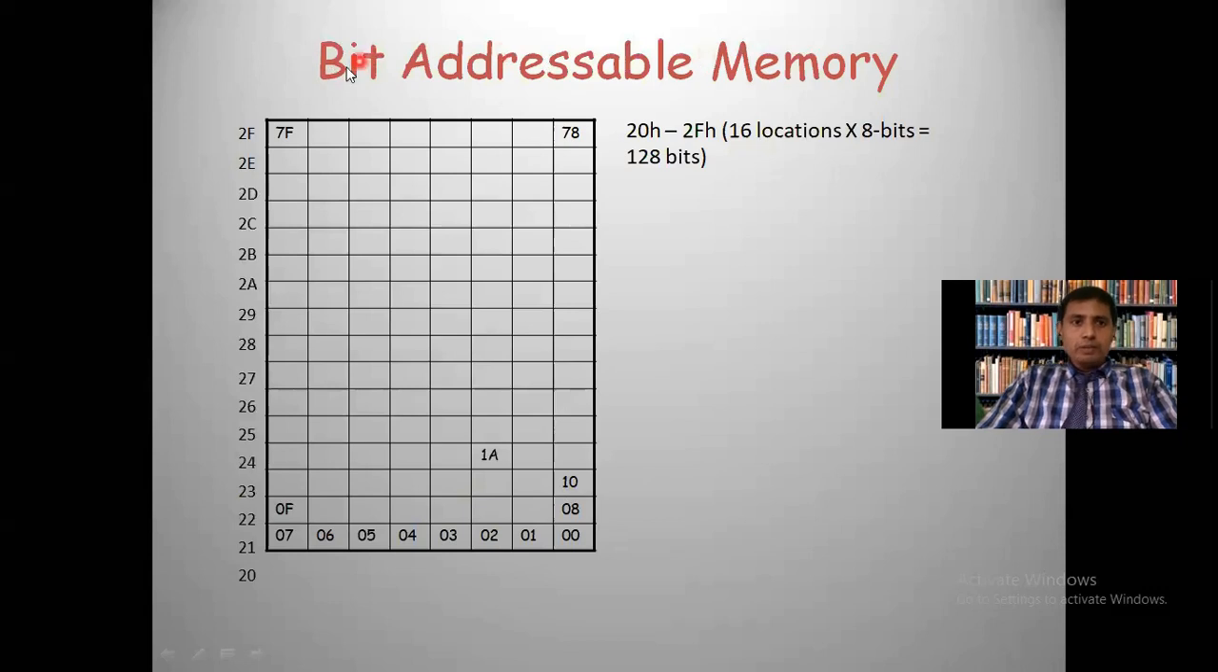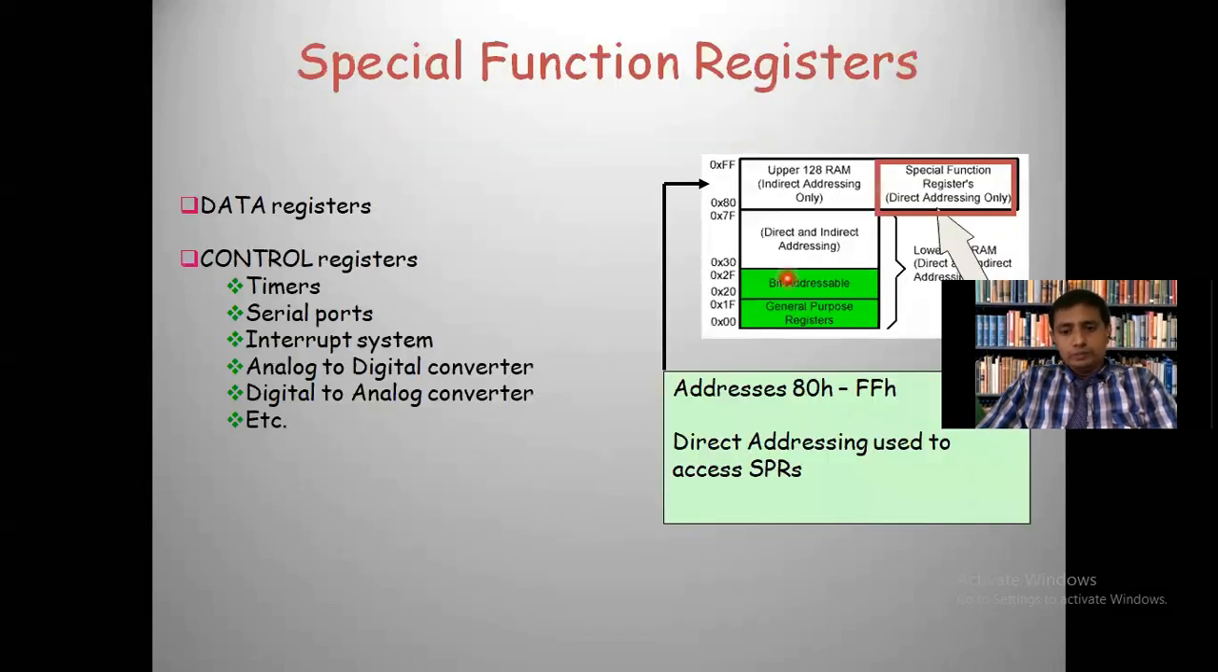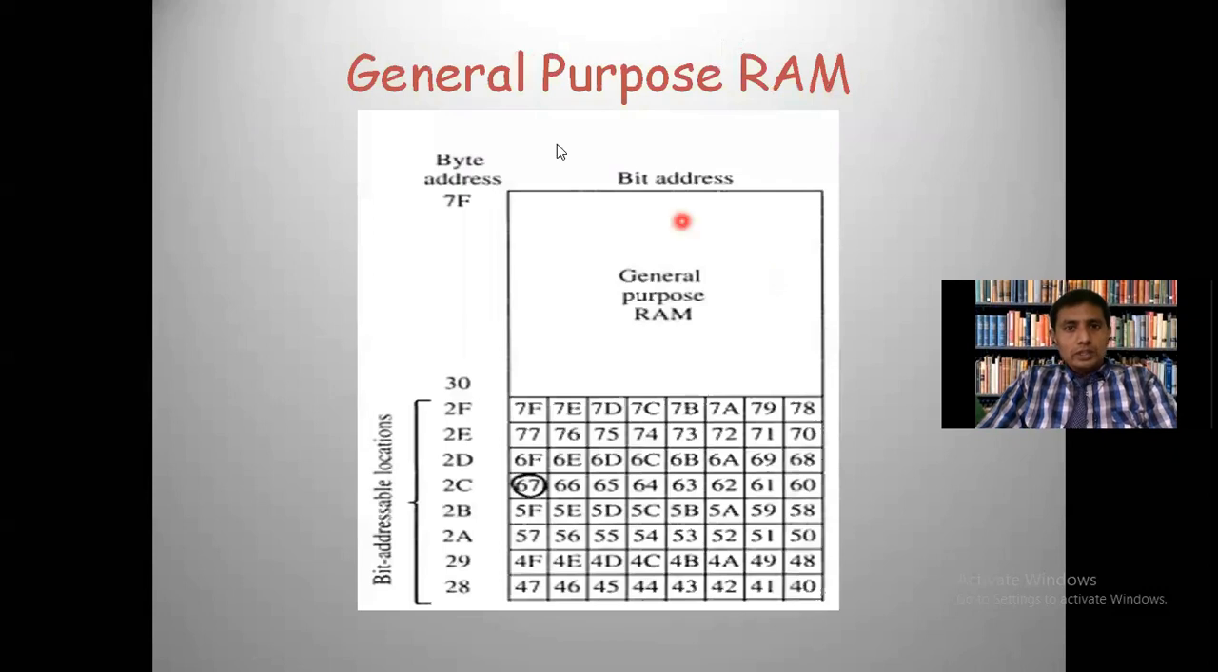So that comes under which family? The bit addressable memory family. The second is 16 bytes related to bit addressable memory. Coming to the third one, it is general purpose RAM.